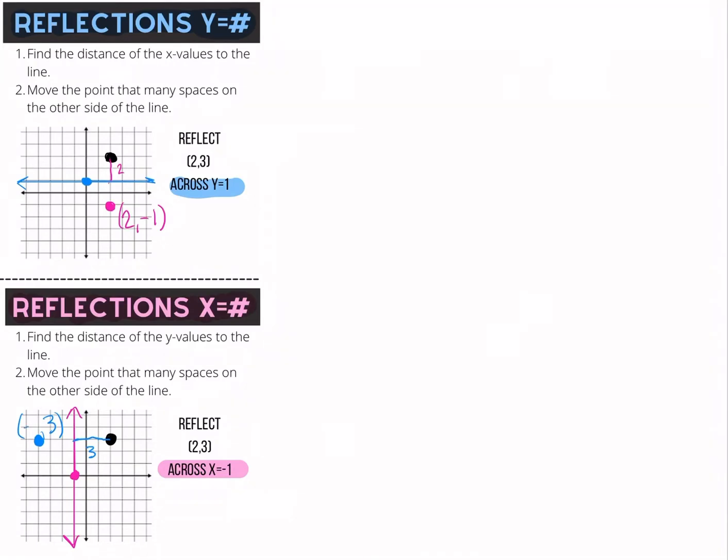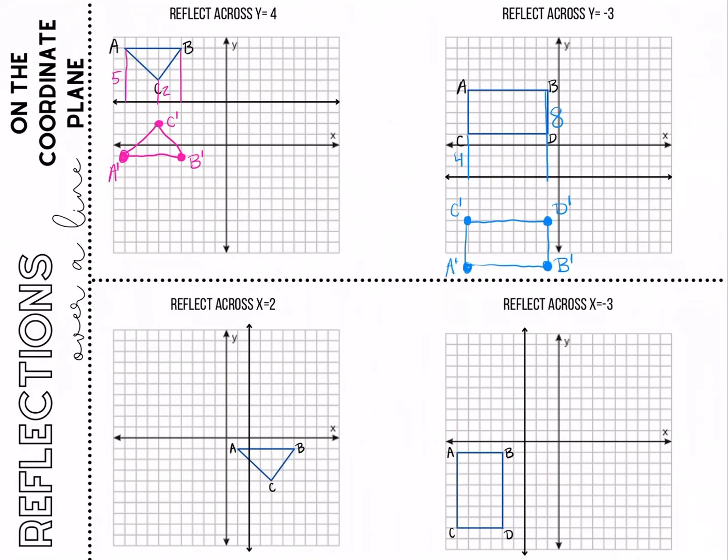4, (-4, 3). Okay, so in a reflection across x equals a number, our x value will change, and in a reflection across y equals a number, our y value changes. So now let's open up to the next one. So we're going to reflect across x equals 2, which is right here. So if you notice, the shape is going through the reflection line, so the shape is going to flip over the line. So we have A, B, and C.